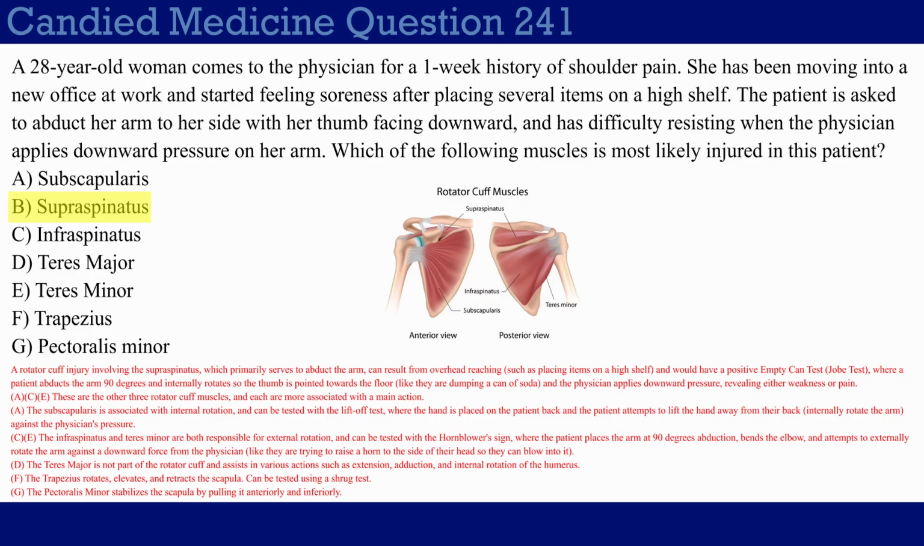So subscapularis, internal rotation. And if you wanted to test it, you would use the lift-off test, where you place the patient's hand on their back, usually their lower back, and then you ask them to lift the hand away from their back. And in order to do that action, you would have to rotate your humerus, right? So that's how you test for a subscapularis injury.